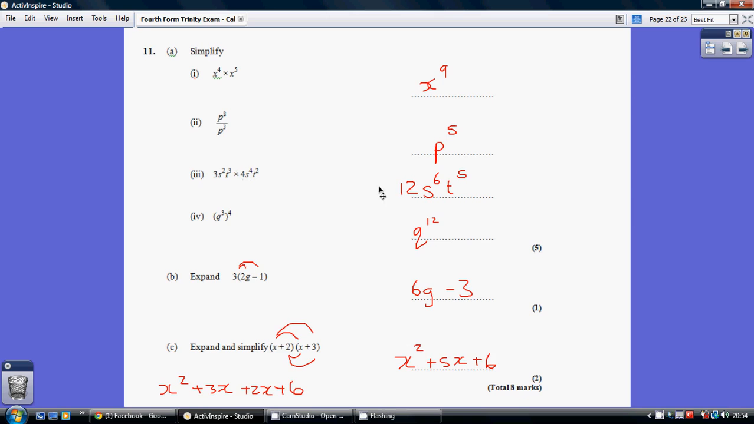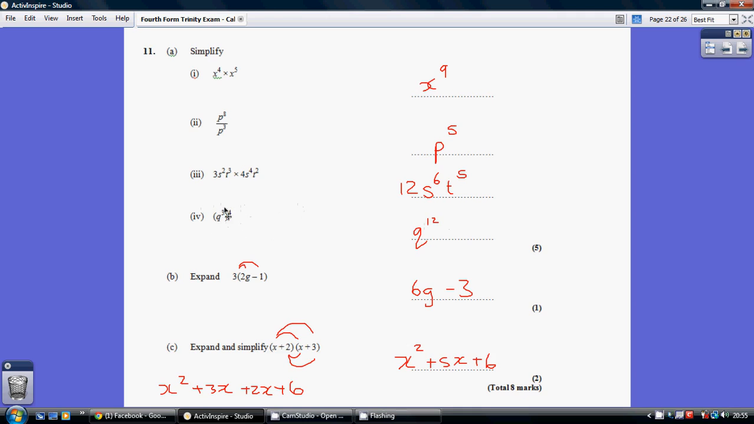3 times 4 is 12. S squared times s to the power of 4 is just another one like up here. So we add the powers, so that's s to the power of 6. Likewise with the t's, t to the 3 times t to the 2 is t to the 5. Now remember, this means q cubed times q cubed times q cubed times q cubed. So if you picture that and you add all the powers, it's going to be 3, add 3, add 3, add 3, which is 12.